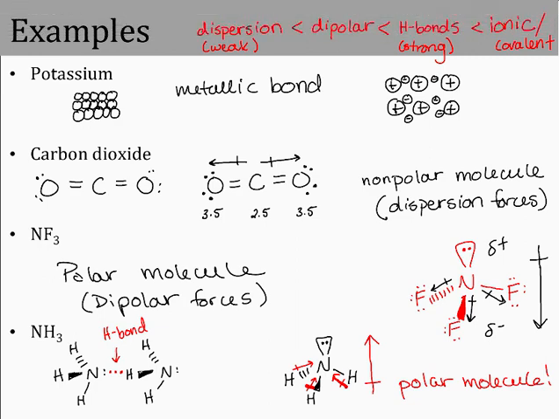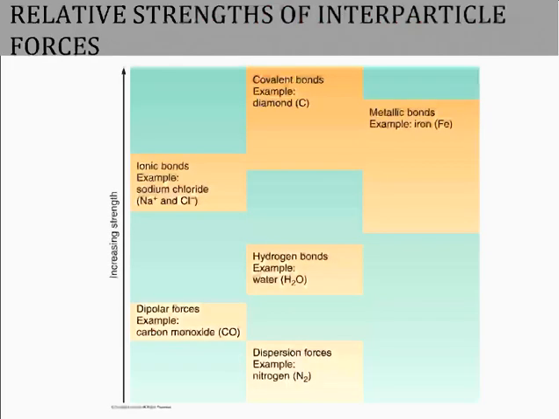All right, so just to summarize these different types of bonds, we have dispersion forces, which are really weak. And then as we go up this chart, they're getting stronger. So we have dipolar forces next, then hydrogen bonds. And then at the very top, we have ionic, covalent, and metallic bonds, which are all really strong.